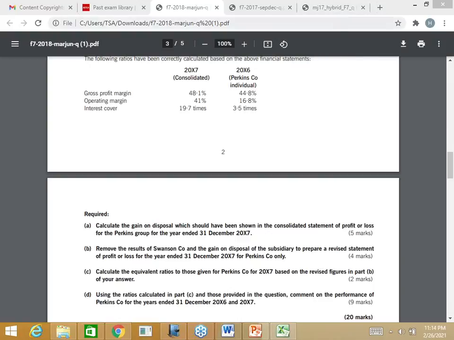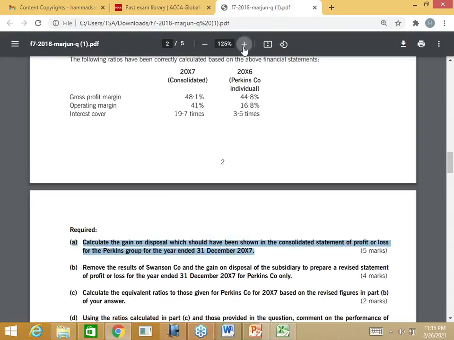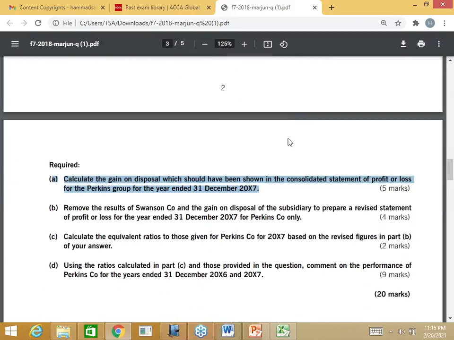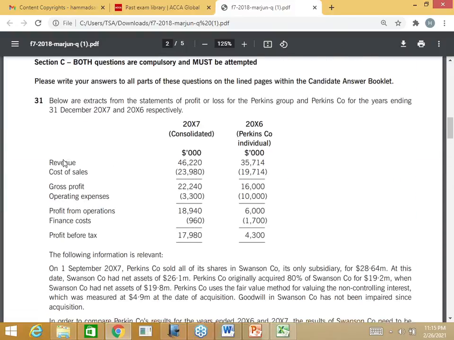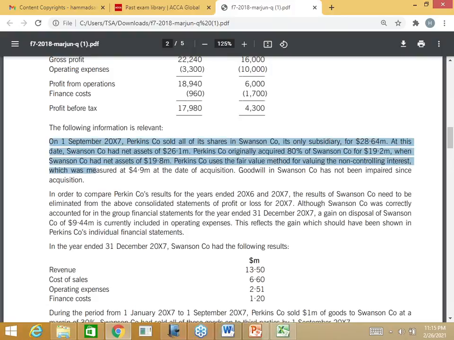Okay, so that's the question for you guys. Now the requirement is to calculate the gain or loss on disposal that should be shown in the consolidated profit and loss of the Perkins group. So you need to calculate the group gain or loss on disposal. Here you will have the data from which you can calculate it. So be quick and calculate this value.